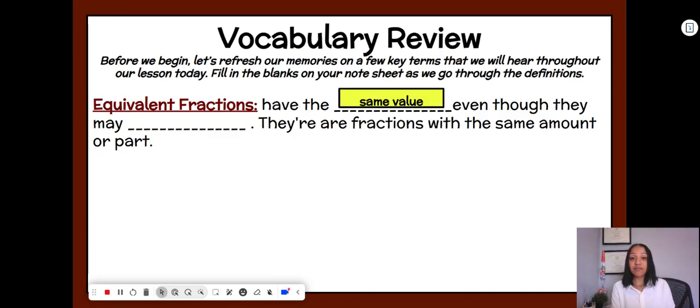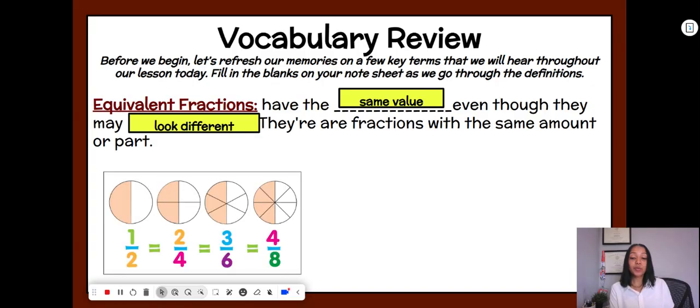Equivalent fractions have the same value, even though they may look different. They are all fractions with the same amount or part. When we look at our picture here, we see we have 4 circles that are about the same size. However, they are all cut into different amounts of pieces. This first circle has 2 pieces, the second circle has 4 pieces, then 6 pieces, and 8 pieces.